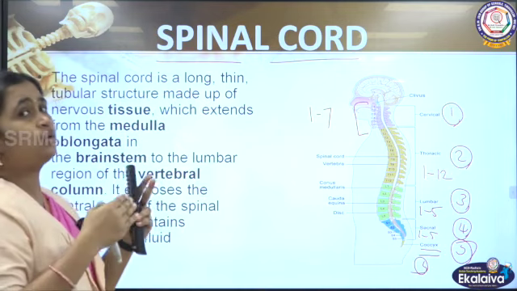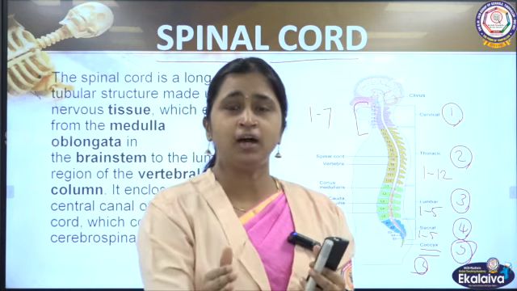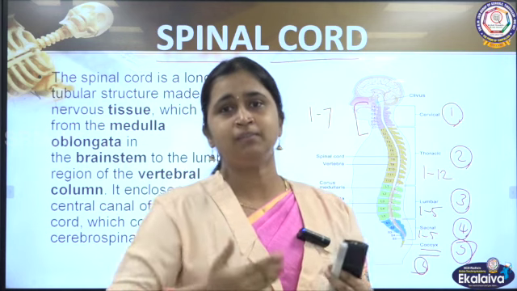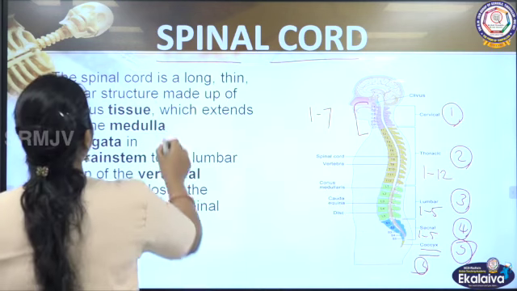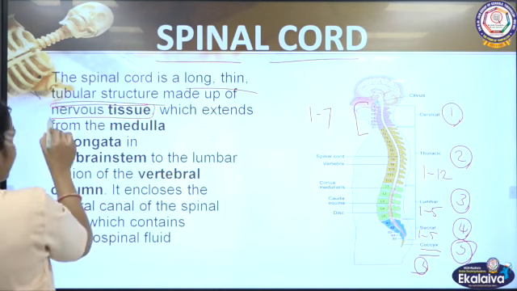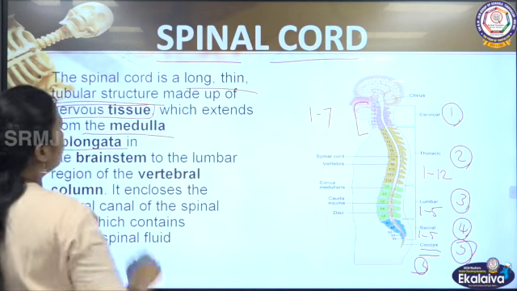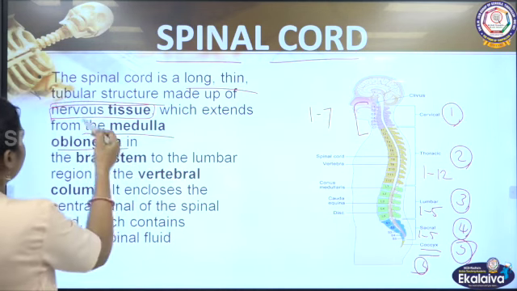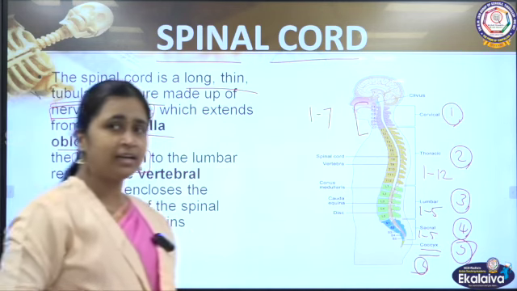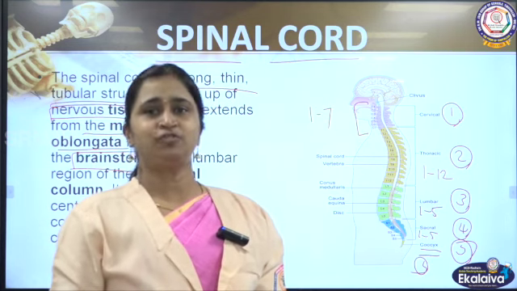So what is the spinal cord and what is its role? Its major role is seen in reflex action. When you touch something hard, you withdraw your finger or hand, it's all because of the reflex, the immediate reflex. So the spinal cord is a long, thin tubular structure made up of nervous tissue. Again, it's a bundle of neurons which extends from the medulla oblongata and the brainstem. As it is made up of neurons, it controls the reflex functions.